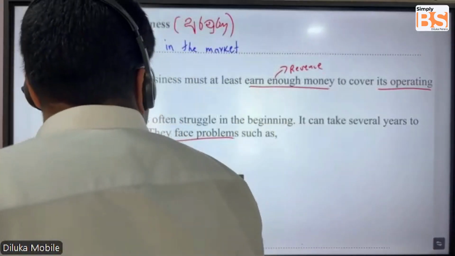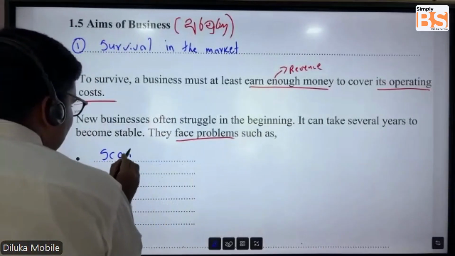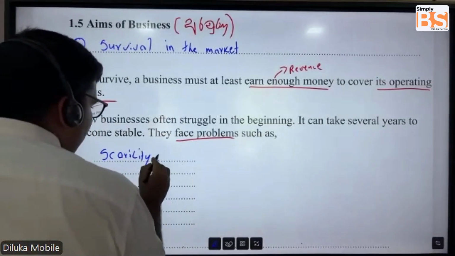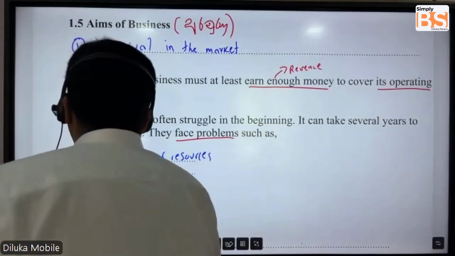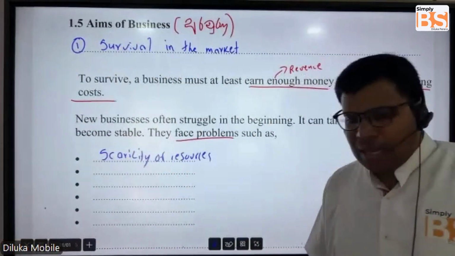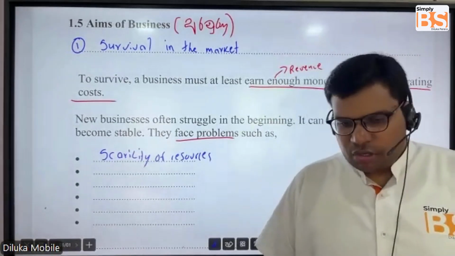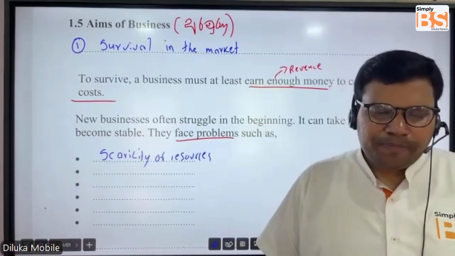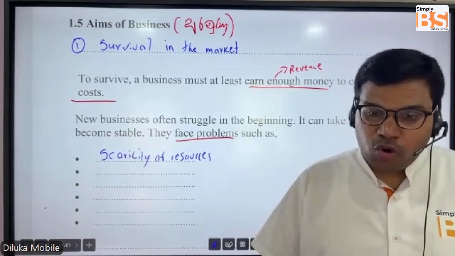You can write number one, the first point: scarcity of resources. If you are a newcomer to the market, sometimes you might not be able to get the resources, or the resources might not be available regularly, because you are a new person and you don't know much.